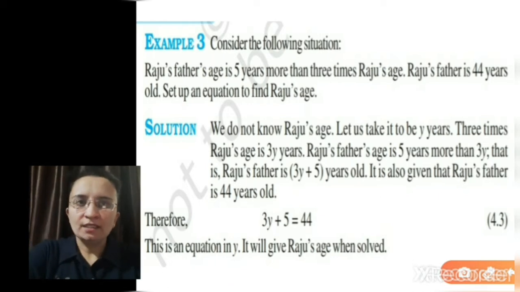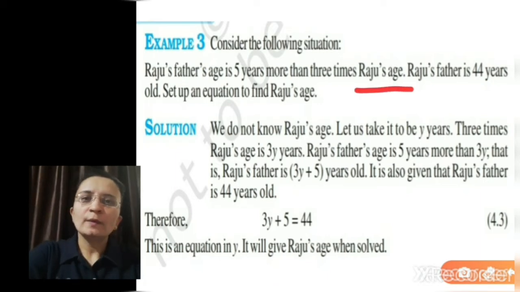Example 3. Consider the following situation. Raju's father's age is 5 years more than 3 times Raju's age. Raju's father is 44 years old. Set up an equation to find Raju's age. What I taught you in the previous session, consider the middle part first. Here we don't know Raju's age, so we will take variable y.